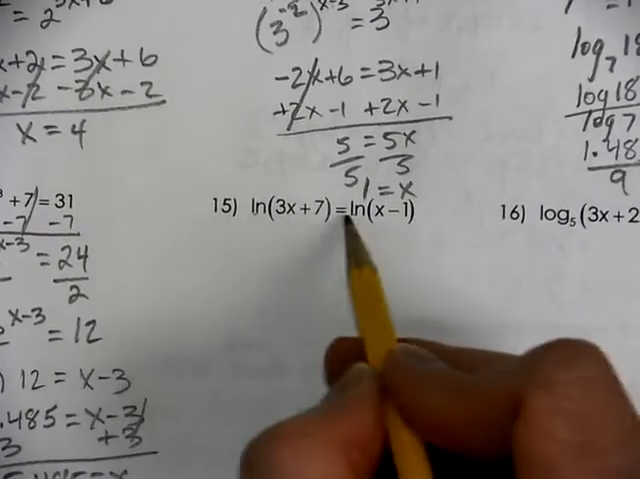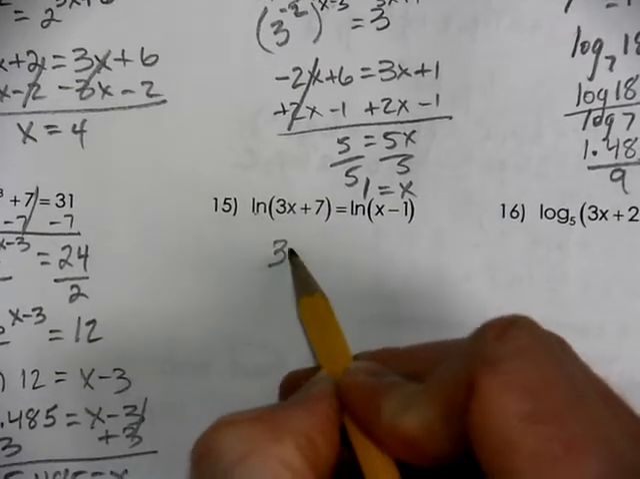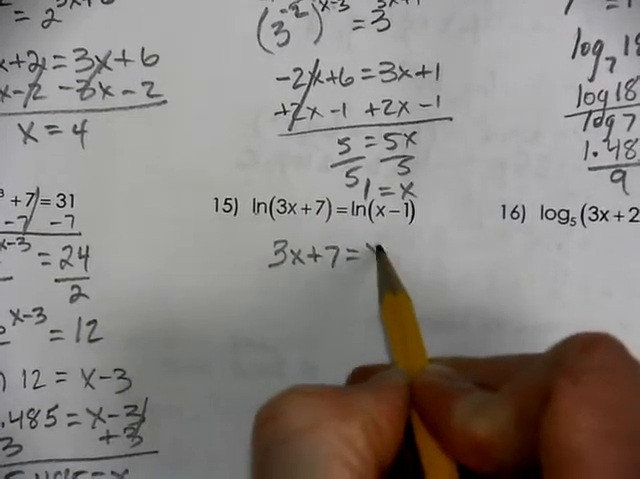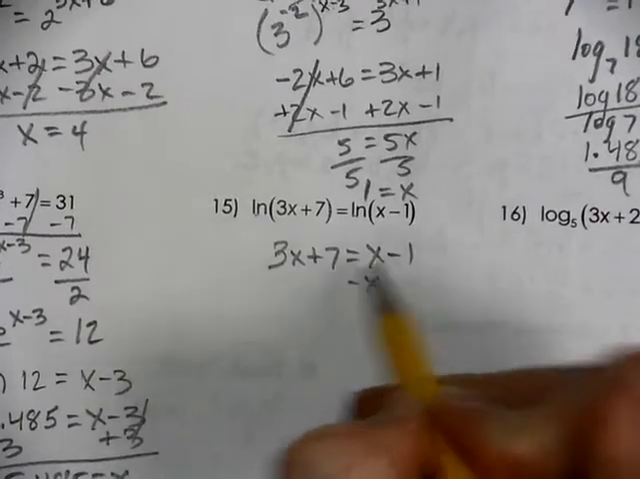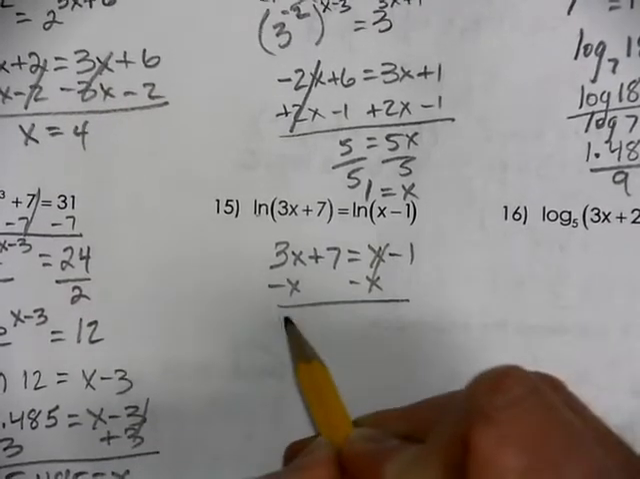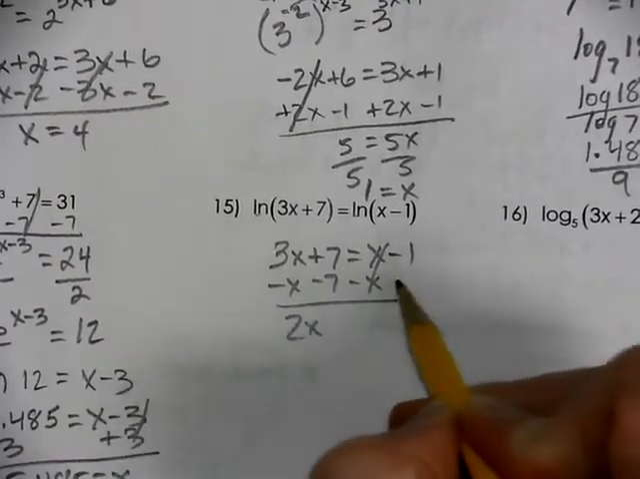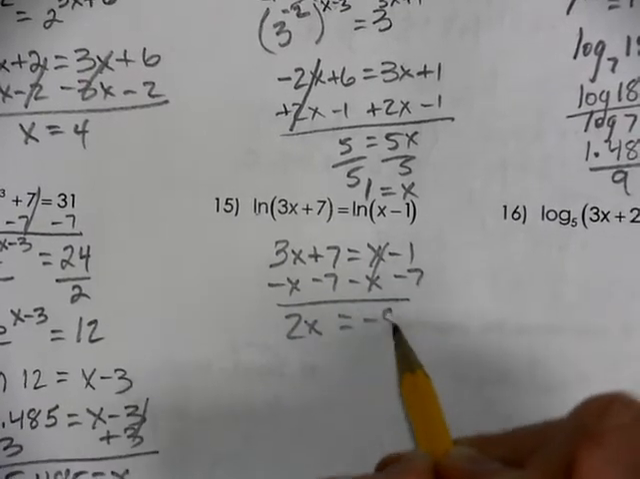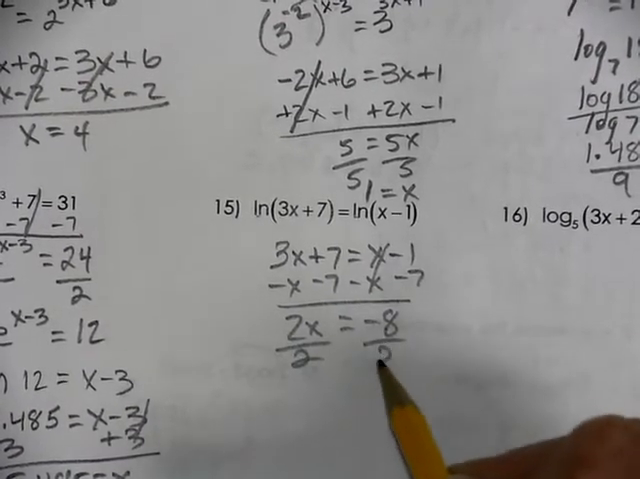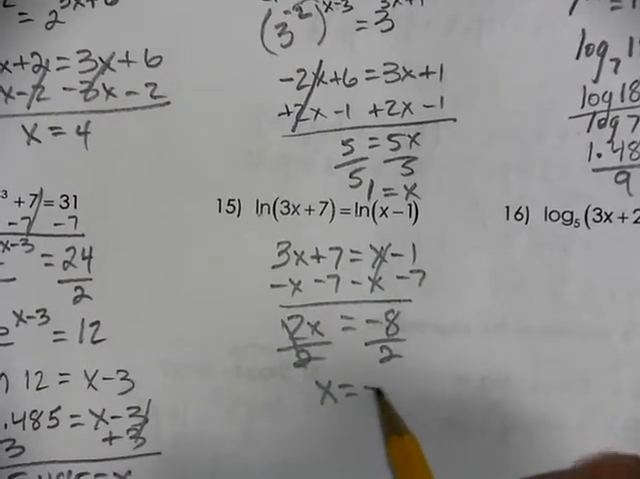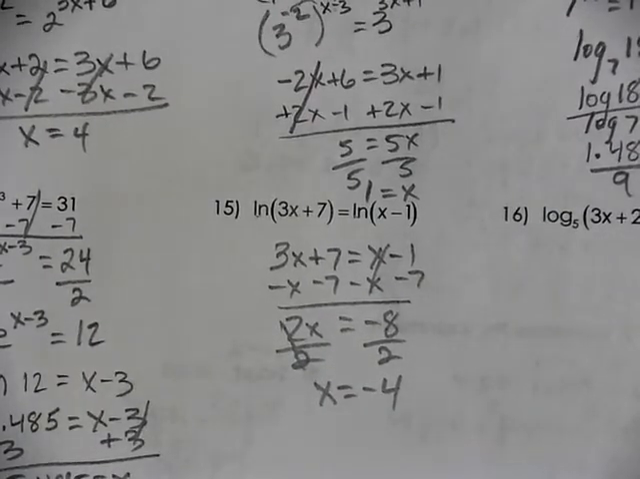If the logarithms are the same, you set your expressions equal to each other. X equals -4.